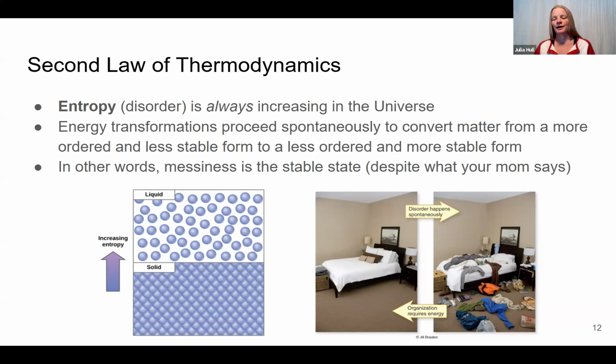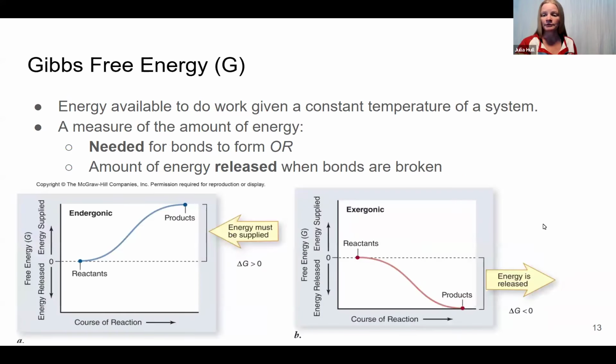Okay, so messiness is the stable state, even though your mom tells you that you have to clean up your room. And being a mom, I tell my kids to clean up their rooms quite frequently. And they're like, yeah, well, maybe you should clean up your room. I'm like, shut up, kid. Don't tell me what to do. All right.